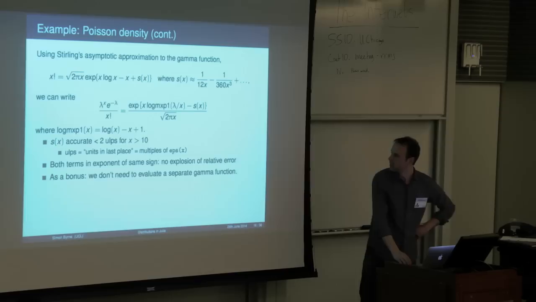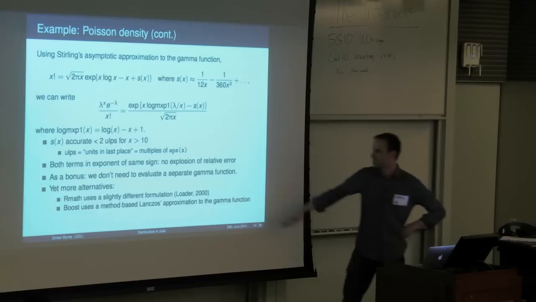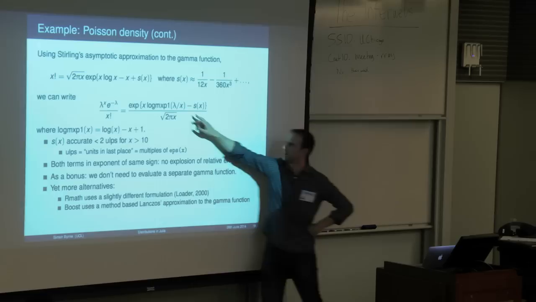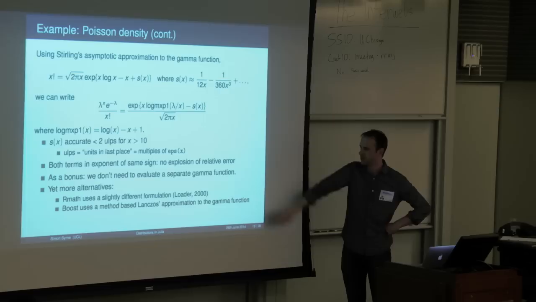Of course, this is not the only way to do it. R uses a slightly different formulation. Rather than log of x plus 1, they basically bring the lambda to the front instead of the x, so they get a slightly different thing. And then Boost uses a completely different method based on a Lanczos approximation of the gamma function, one even stranger than the Stirling approximation of the gamma function.